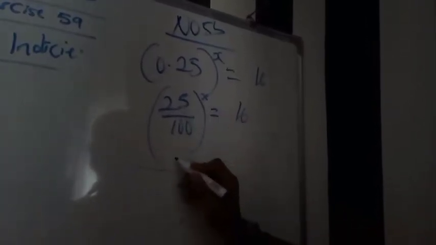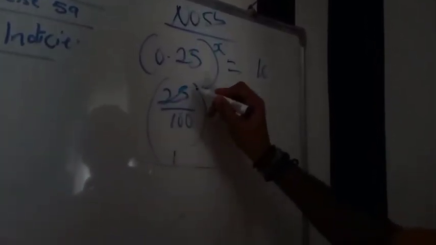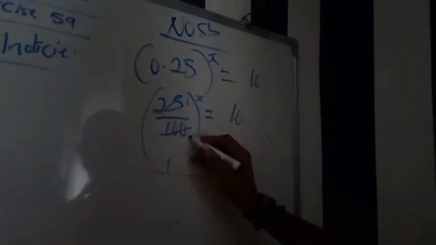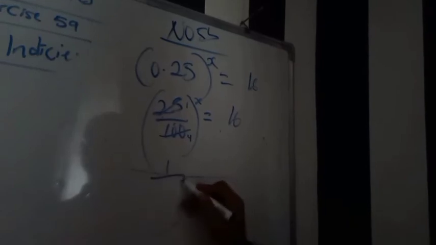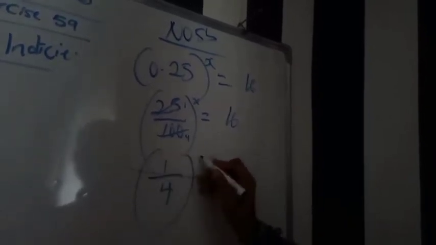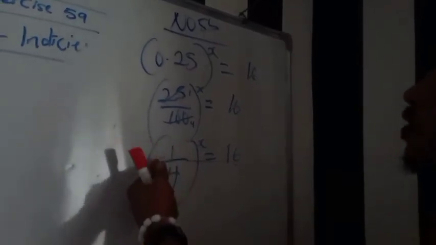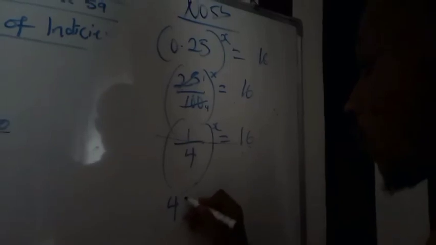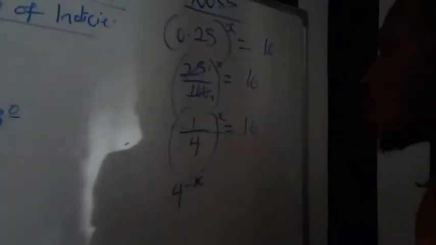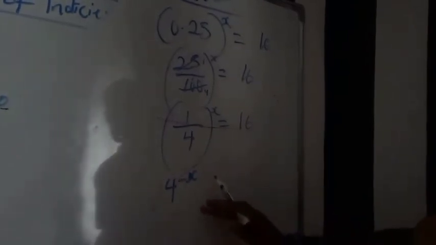25 divided by itself is 1. 100 divided by 25 is 4. So 1/4 to the power x equals 16. Now I have to convert this back to a negative index, which is 4 raised to the power minus x. We have 4 raised to the power minus 1.